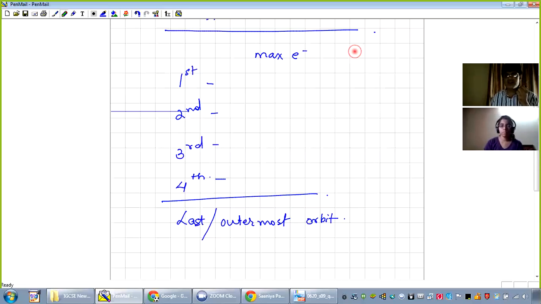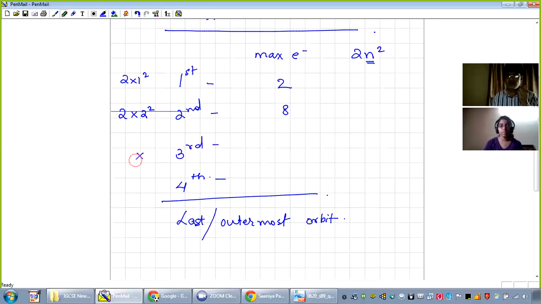The formula is 2n square, where n stands for the number of the orbit. For the first orbit, the value of n is 1. So this becomes 2 multiplied by 1 square. 1 square is 1, multiplied by 2 is 2. So the maximum number of electrons that can be placed in the first orbit will be 2. Similarly, you can calculate for the second orbit, where n is 2. The formula is 2n square, so it becomes 2 into 2 square, which is 2 into 4, so that becomes 8.